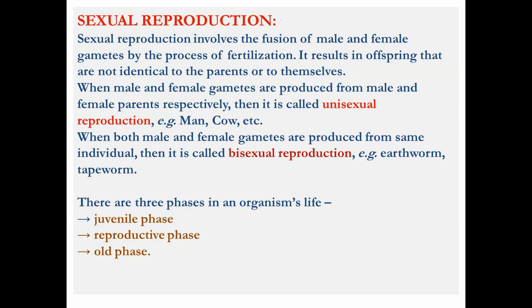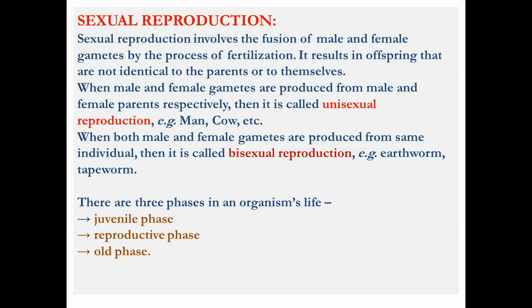When male and female gametes are produced from male and female parents respectively, then it is called unisexual reproduction. For example, man, cow, all mammals. When both male and female gametes are produced from a single individual, then it is called bisexual reproduction. Earthworm. We'll discuss about this in detail later, right? So what is sexual reproduction? It involves basically both parents, that is male and female.